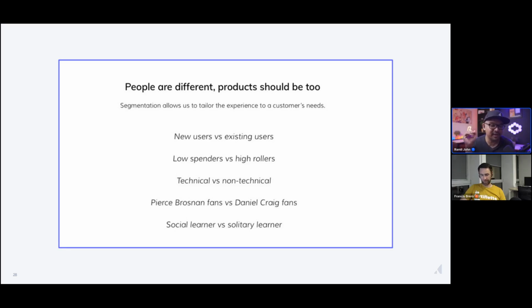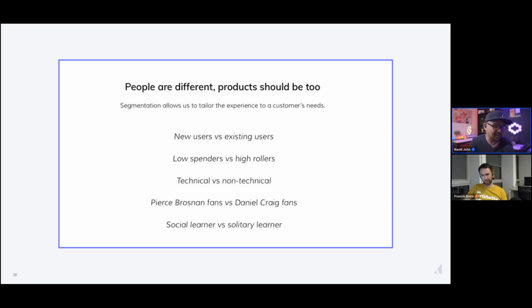Pierce Brosnan fans are more suave. I mean, I'm generalizing here, but what I'm trying to get at is that your different types of users have different needs and different wants. Daniel Craig Bond fans might want something more brutal, like beat 'em up, in your face.